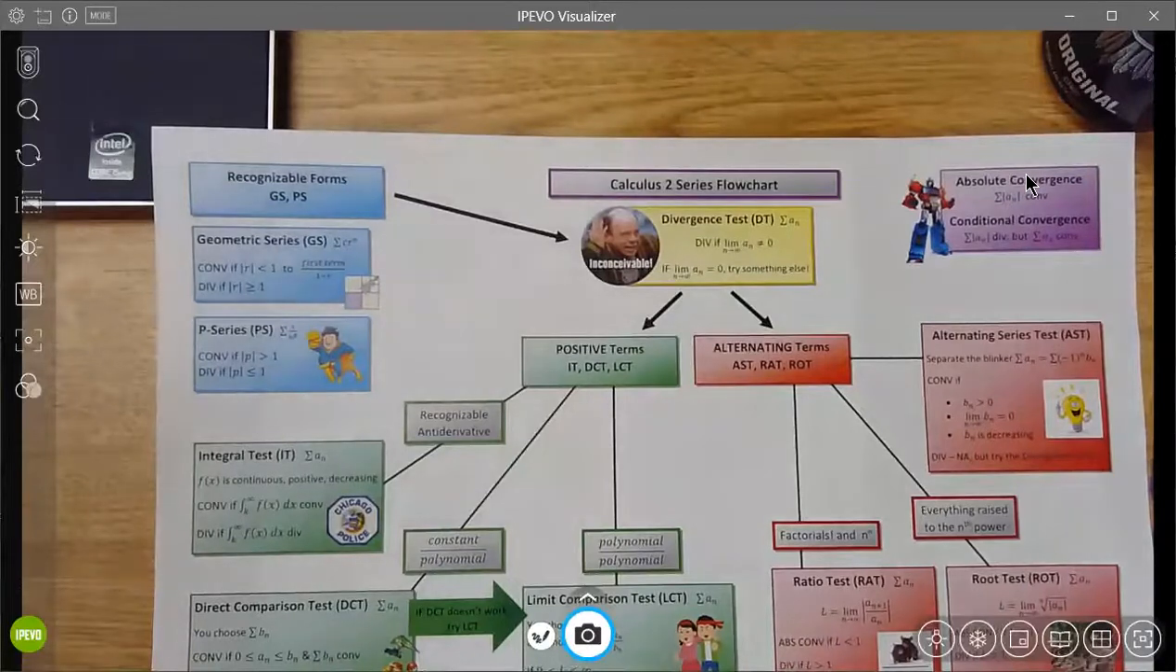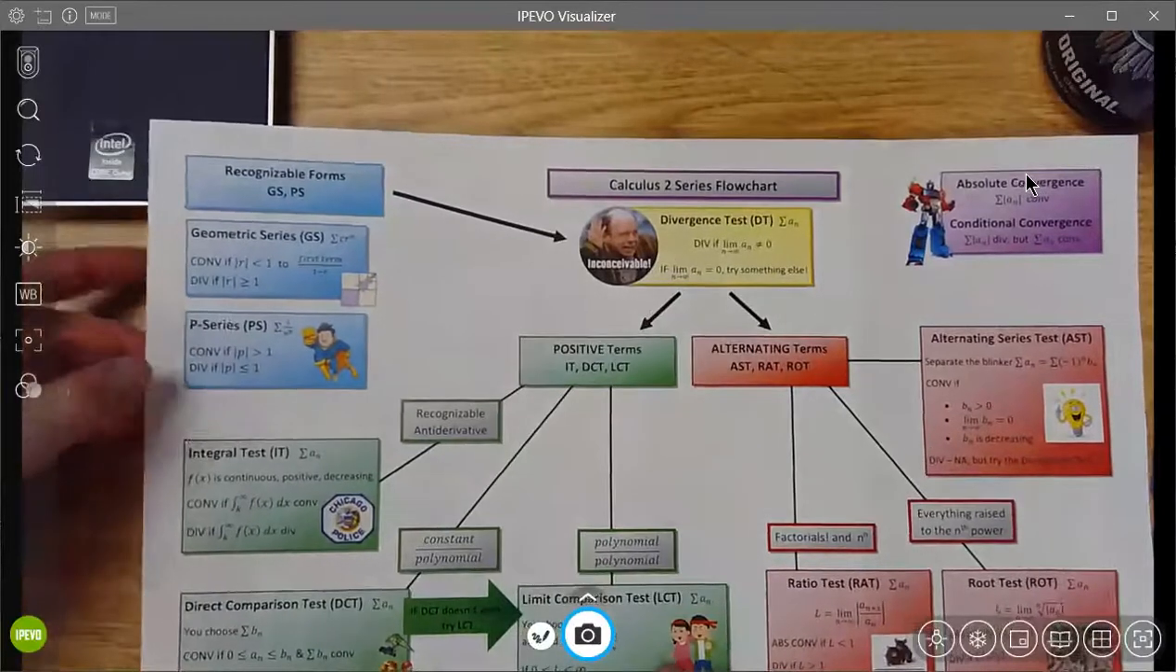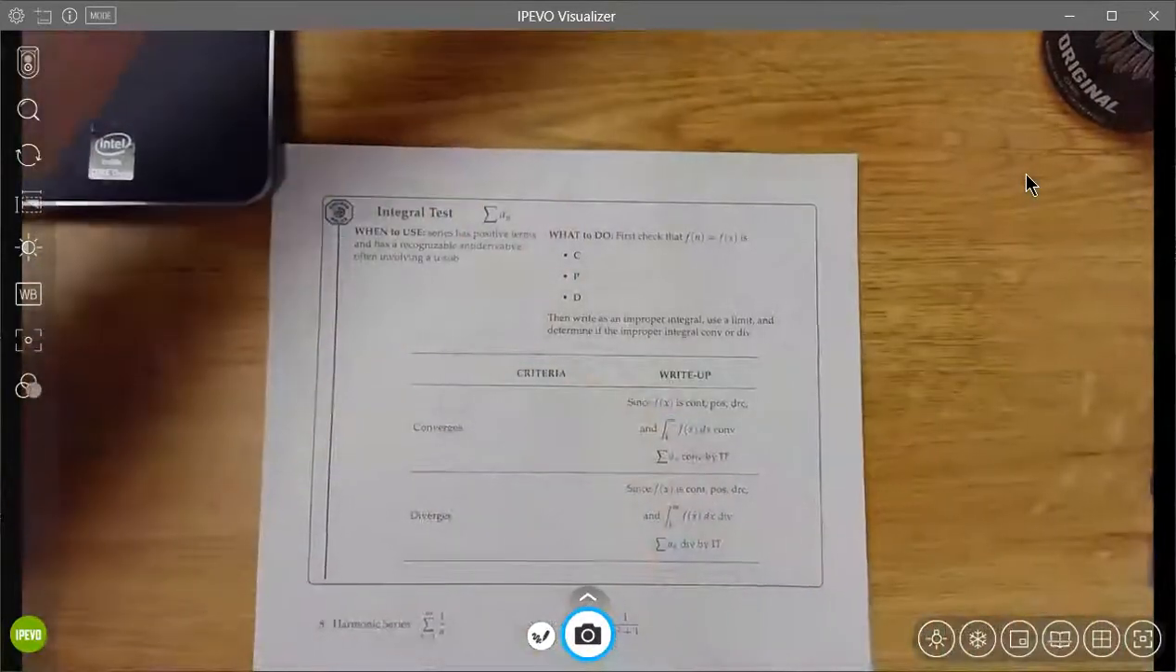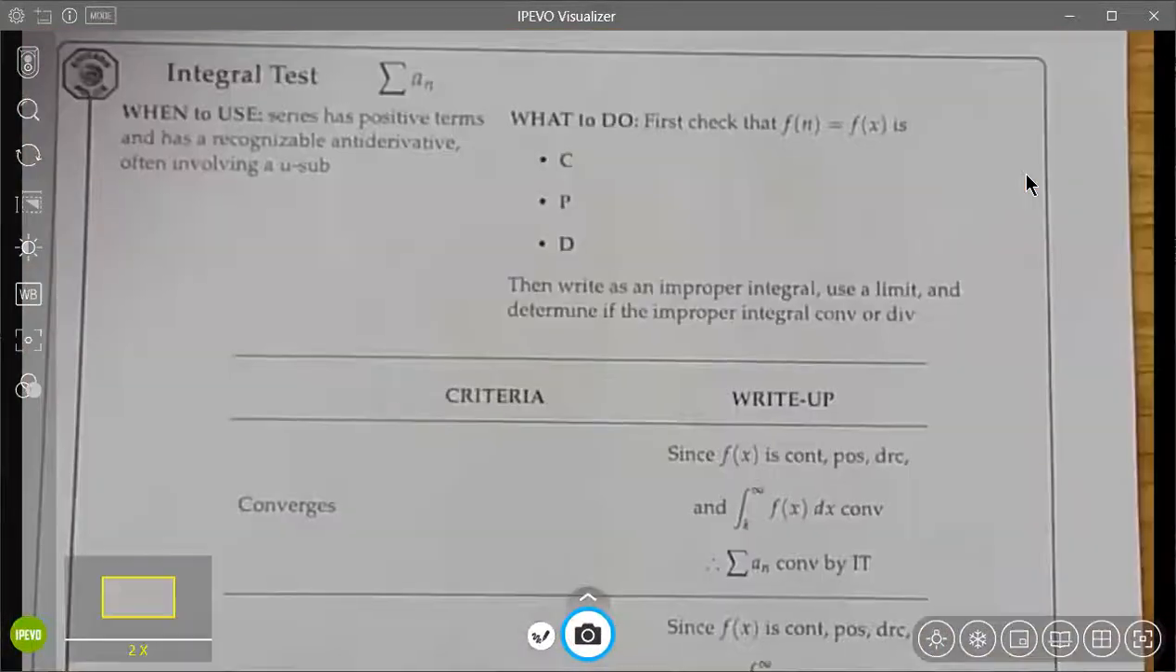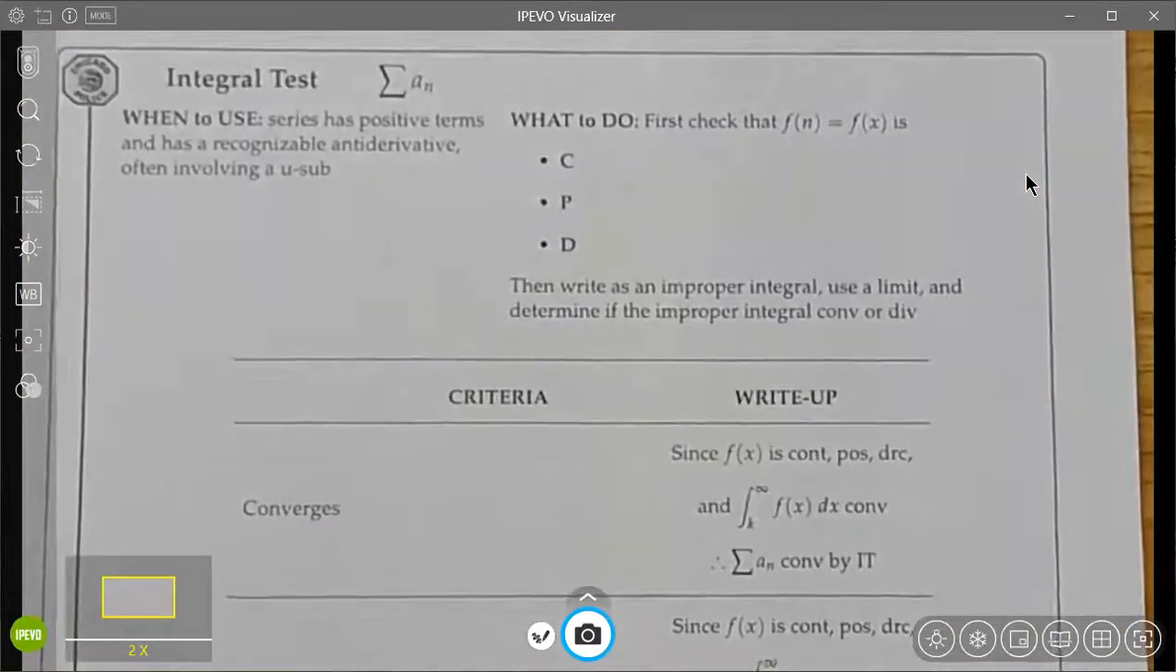The key for the integral test is if you look at the series and it looks like something you could find the antiderivative of, maybe it's a simple u sub or something like that, then you would want to use the integral test for that. So let's take a look at what the criteria and the rules are for using this test.